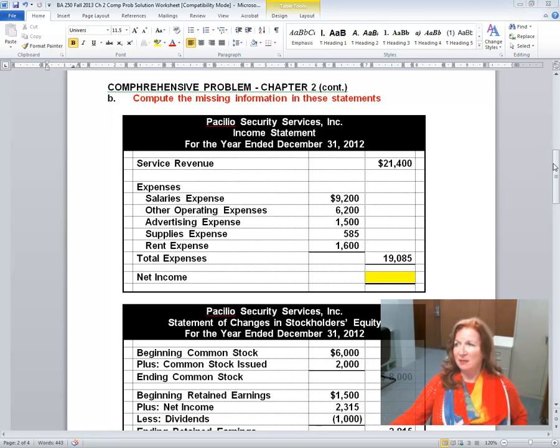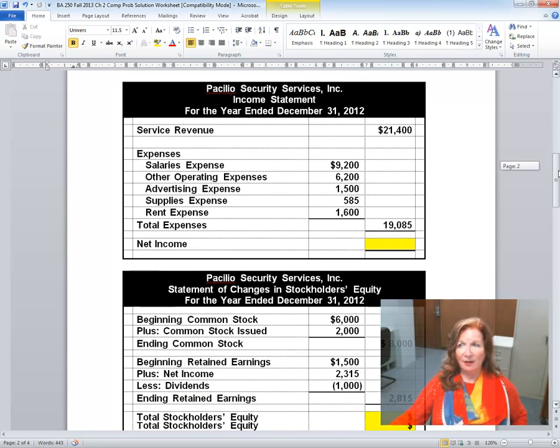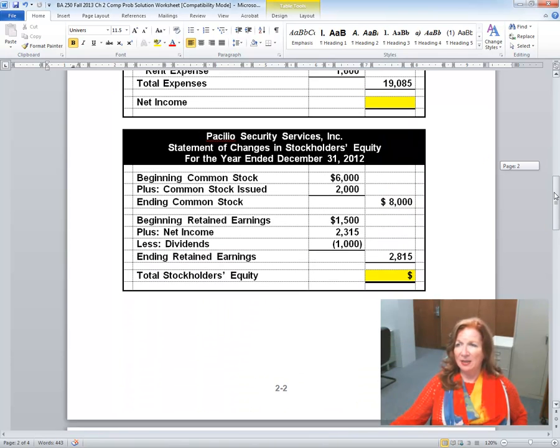And then you want to continue to scroll down and look at the statement of change in owner's equity. And remember that contributed capital plus earned capital made ending capital. So the contributed capital is up there at $8,000 and the earned capital is there at $2,815. So now you add those two together to get the total stockholders' equity.